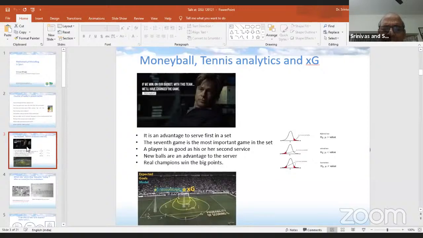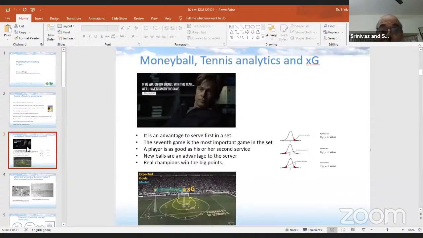So XG is really about the number of times you take a shot at the goal. It may become a goal or it may not, but that shot on the average in the long term would have fetched you a goal, let's say 7 times out of 10. So then you say that the probability that it would have been a goal is 0.7. Eventually it's either 0 or 1 because either it goes into the goal or it doesn't. But at the point where he was taking the shot, the chance that it could be a goal was 0.7.